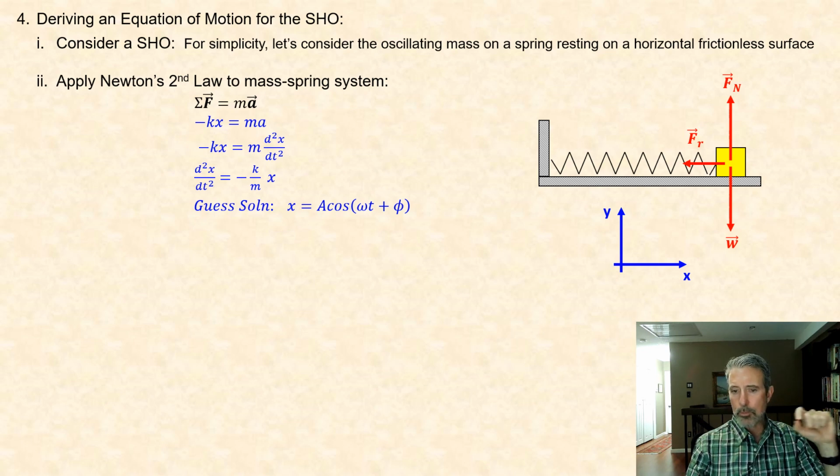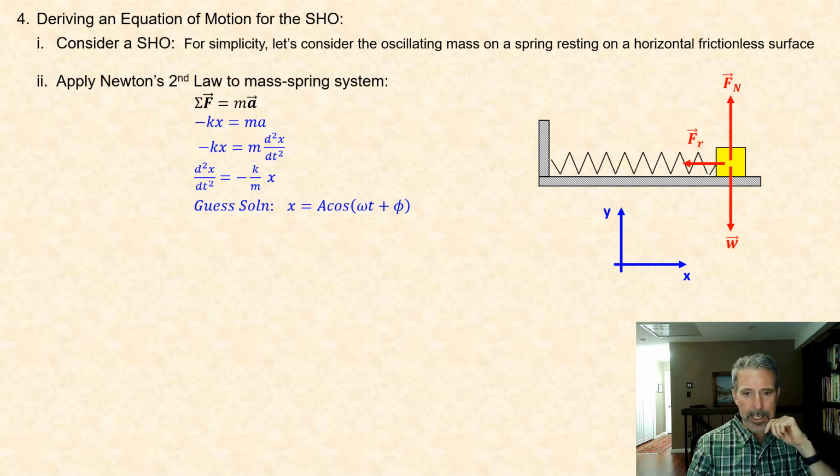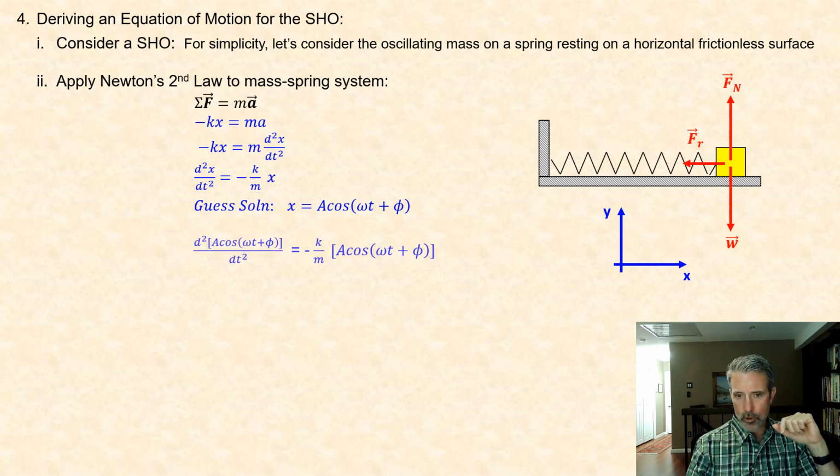So let's put in some arbitrary constants here. The constant a, the constant omega, and the constant phi, and we will express our position function as a cosine function. All we are going to do now is substitute this back into Newton's second law. So we're going to need to differentiate it twice. Here I'm just showing you the equation where we've substituted the function in for x.